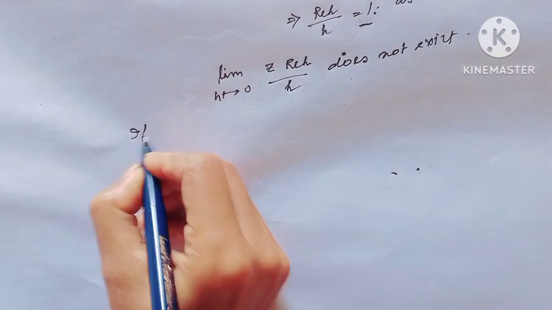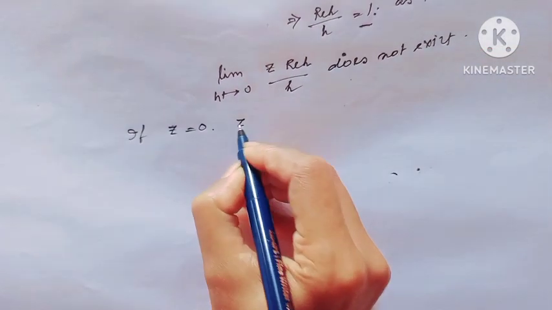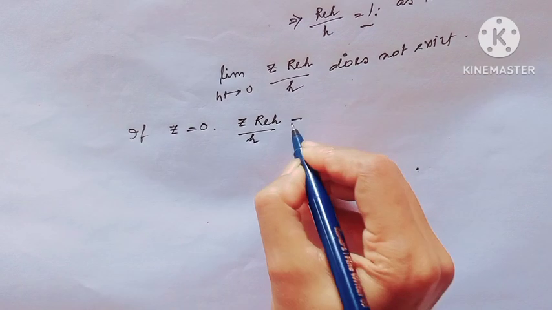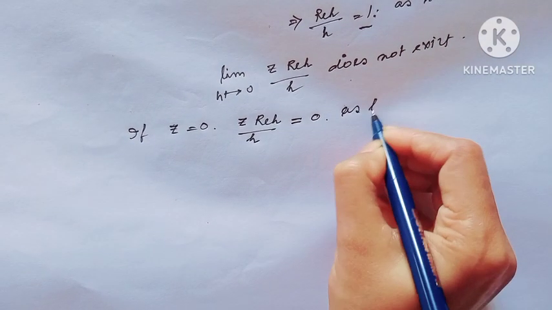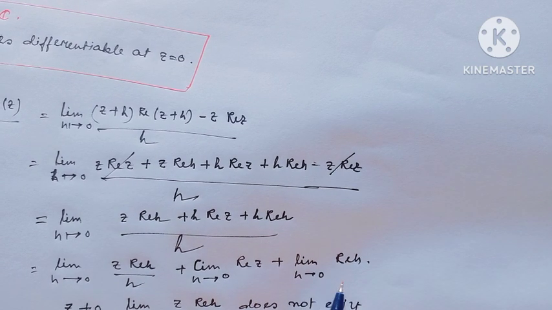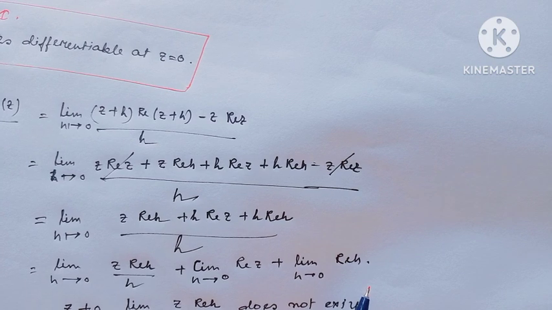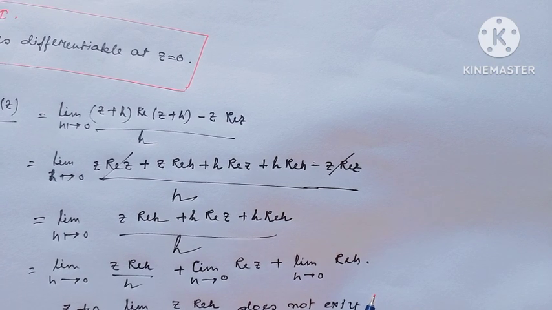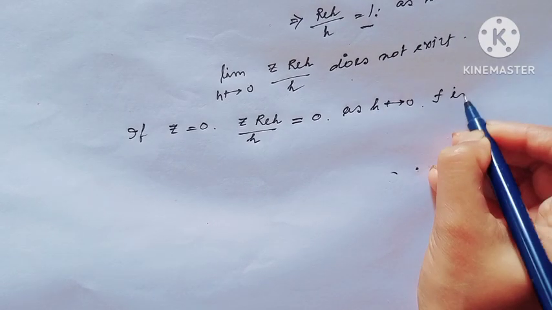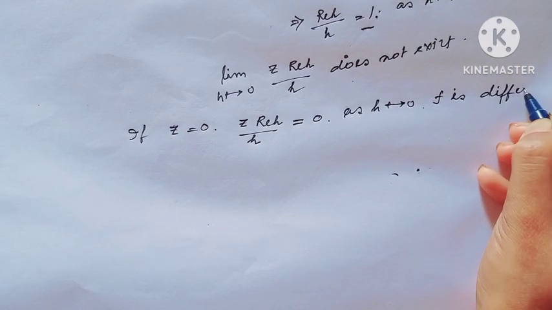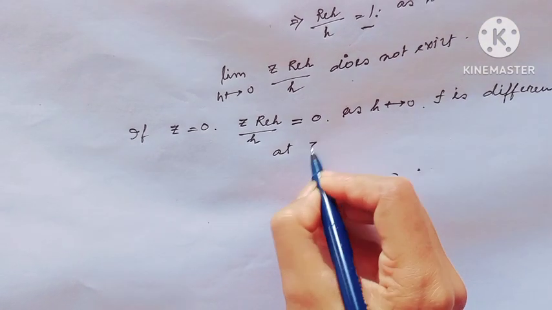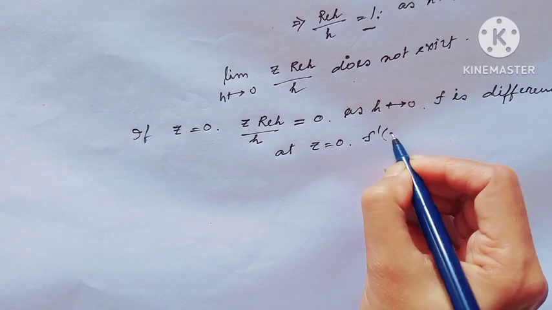If z equal to 0, then z Re(h) over h is always equal to 0 as h tends to 0. Thus, the limit as h goes to 0 of Re(z) and the limit as h goes to 0 of Re(h) always exist. So we can tell f is differentiable only at the point z equal to 0 and f prime of 0 equals 0.